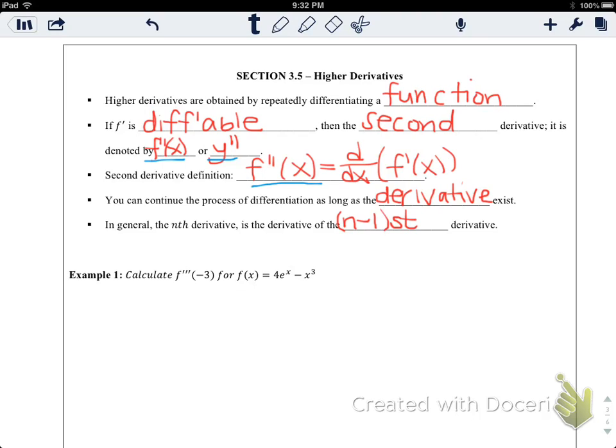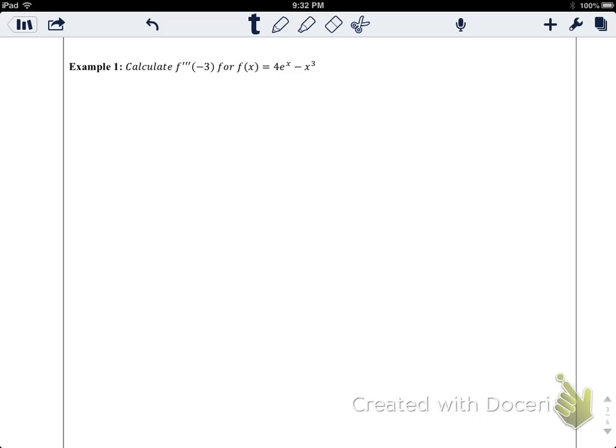So as long as your derivative exists, then you can continue differentiating. And in general, the nth derivative is the derivative of the n minus 1 derivative. So as long as the derivative exists, we can keep differentiating.